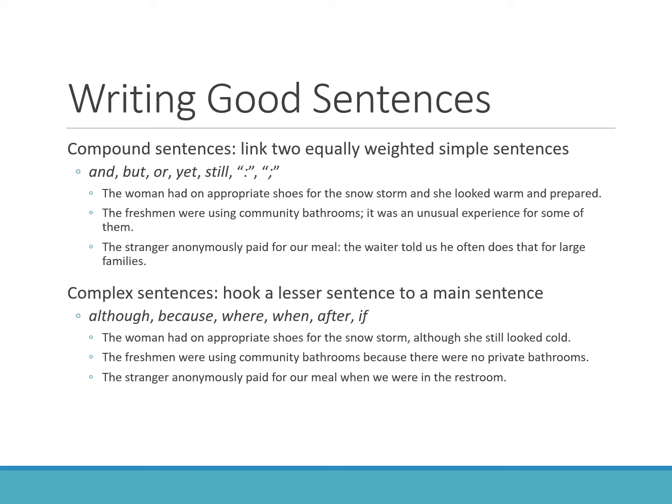The woman had on appropriate shoes for the snowstorm and she looked warm and prepared. Okay, those are separate sentences. The woman had on appropriate shoes for the snowstorm. She looked warm and prepared. Each are standalone sentences, but we've put them together with an and. We've got the semicolon one: the freshmen were using community bathrooms, standalone sentence. It was an unusual experience for some of them, standalone sentence.